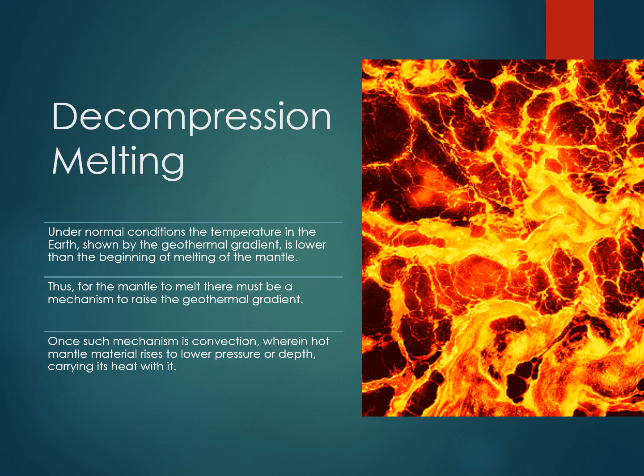Under normal conditions, the temperature in the Earth, shown by the geothermal gradient, is lower than the beginning of melting of the mantle. Thus, for the mantle to melt, there must be a mechanism to raise the geothermal gradient. One such mechanism is convection, wherein hot mantle material rises to lower pressure or depth, carrying its heat.